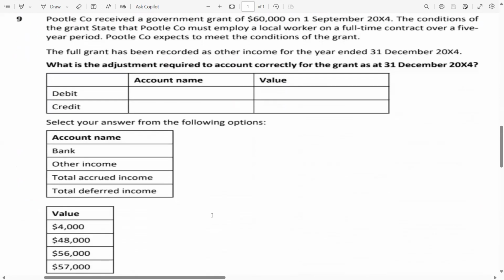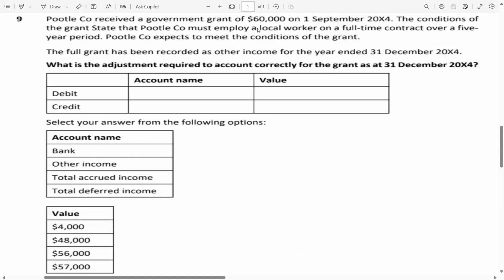Now guys, question number 9, please be attentive. This is very important. It relates to IAS 20 government grants. Now, Pootle company received a government grant of $60,000 on 1st September 2004. The conditions of the grant. Now, these are the conditions. If the conditions are not met, we learned in the first lecture of the Kaplan kit questions that the grant should be reversed. Now, the grant states that Pootle company must employ a local worker.